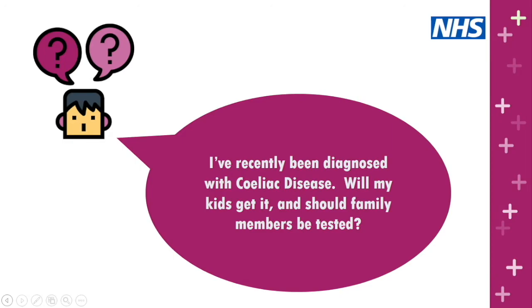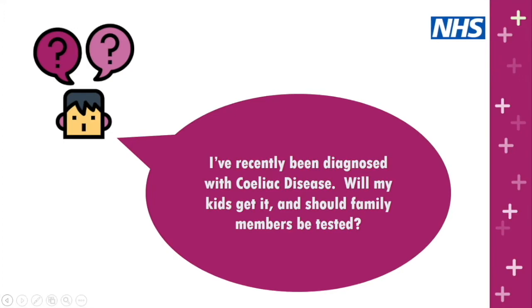So another question we have for our panelists is, I've recently been diagnosed with celiac disease. Will my kids get it, and should family members be tested? As Leah has already said, the risk to a first degree relative having celiac disease is about 1 in 10 or 10%. So it is definitely worth thinking about getting tested if you're having symptoms or any of your first degree family members are having symptoms. So that's your mother, father, brother, sister, any children. There is some question about whether people should be tested even if they haven't got any symptoms. But again, it's something to talk about with your GP.